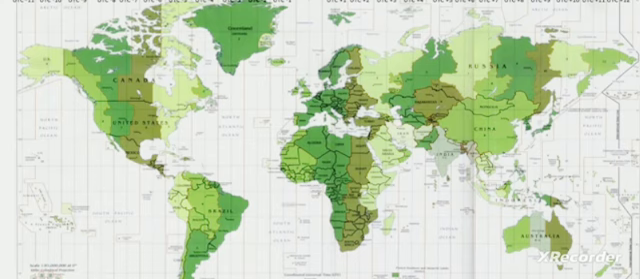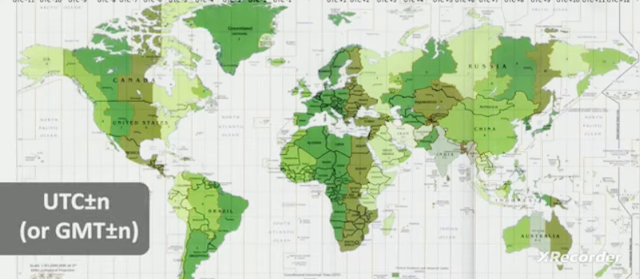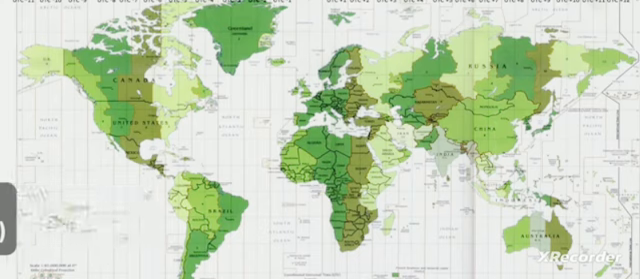Many nations worldwide use UTC in the definition of their time zones instead of GMT. The definition for time zones can be written in short form as UTC plus or minus N or GMT plus or minus N, where N is the offset in hours. It is important to note that some countries have non-standard time zones, usually with a 30-minute offset. Some also have a 45-minute offset as well.